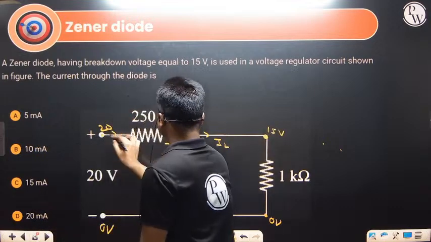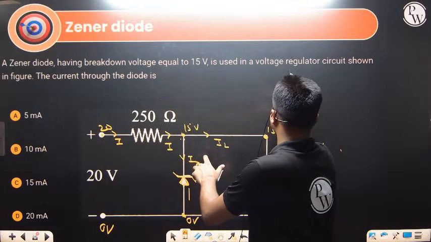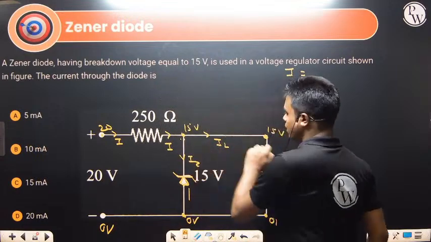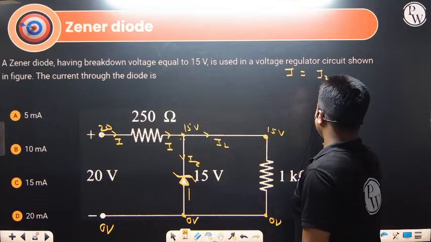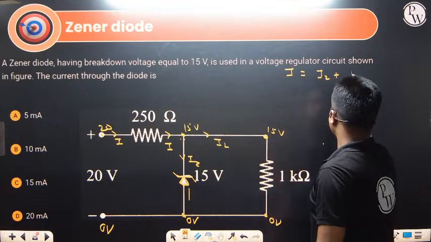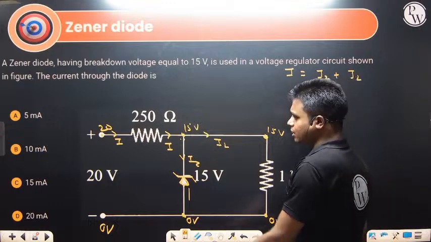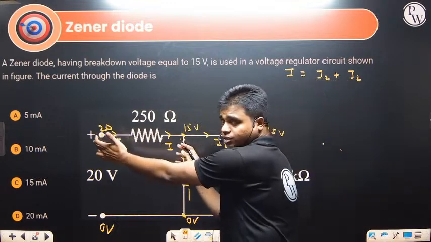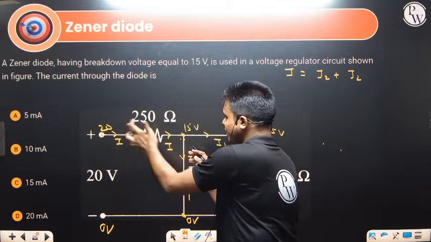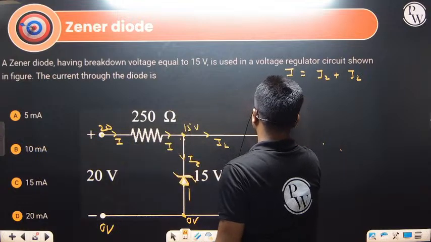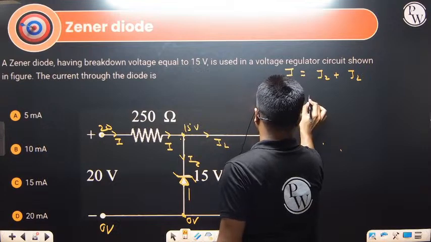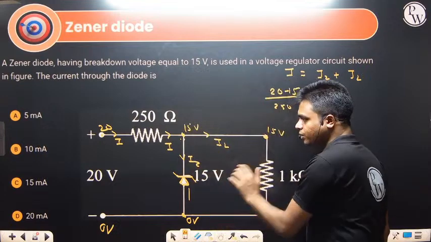So if I talk about the current, if I apply Kirchhoff's KCL law, I is incoming, this side IZ is going, plus this side IL is going. So what is I? We want to calculate the potential difference across this. So this side is 20 minus 15 divided by resistance 250, which is equal to IZ. That is what we have to calculate.